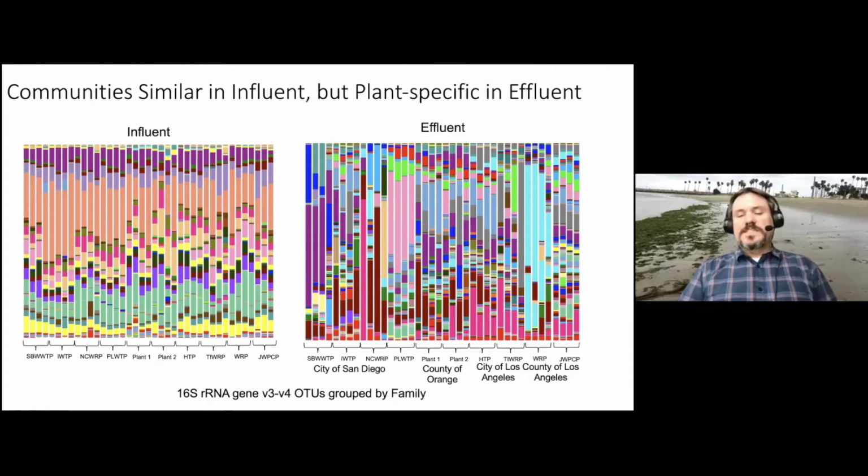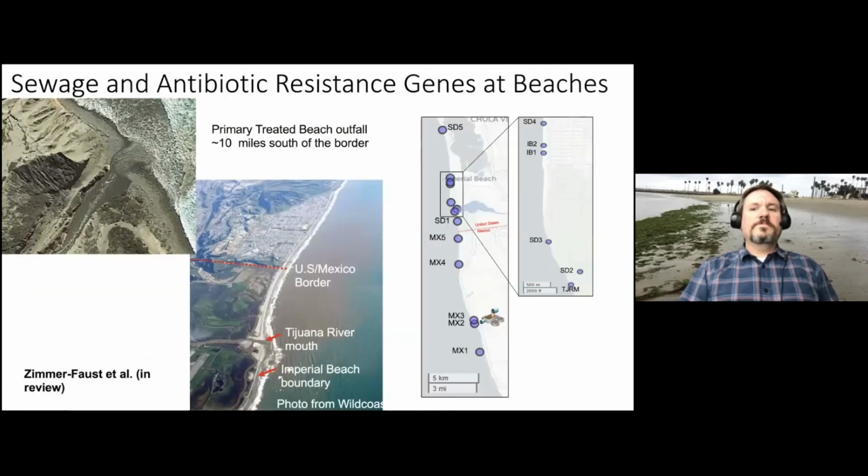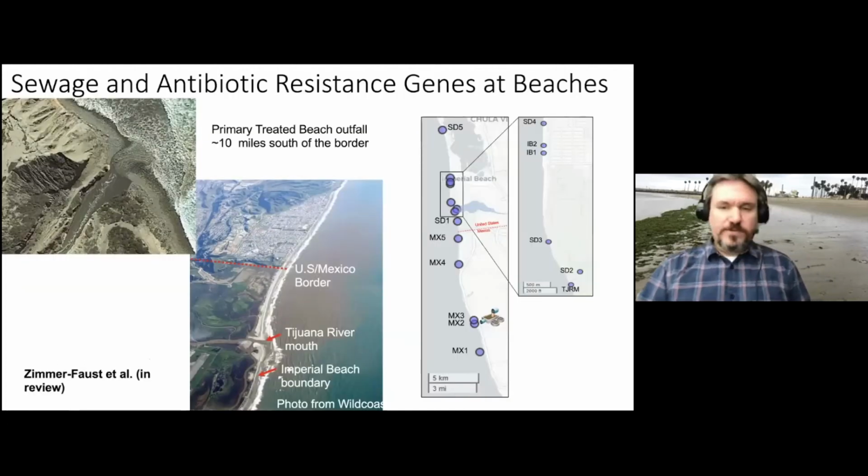This makes some sense. All these plants are sort of one-offs, and their treatment trains are unique, but what's coming out of them is a unique community. And we think that this is a way we can track the sewage once it comes out of the plant, since this is the effluent that's being discharged. So we looked for a place where we could do this.